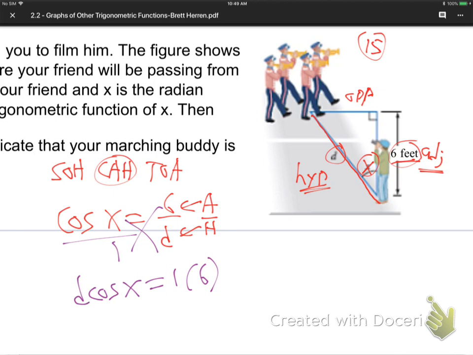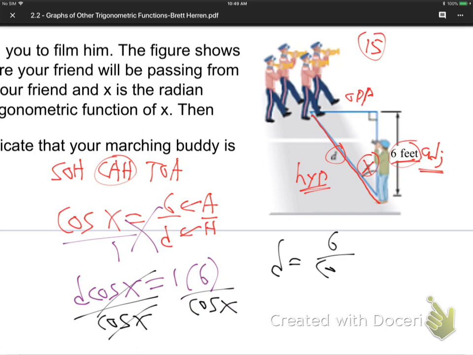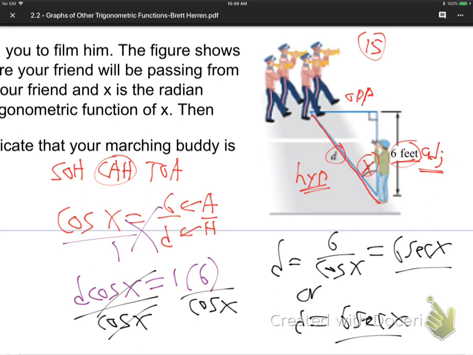Last step, that D wants to be alone. What do you do to get D alone? Divide by the cosine of x. So D is 6 over cosine x. Or the other way you could put that is 6 secant x, because 1 over cosine is secant. Both those are right in my mind. I don't know if MyMathLab will accept both. They probably want the secant. They're both right, though. Does that make sense, that little solving I did there? So the rest will be the same.